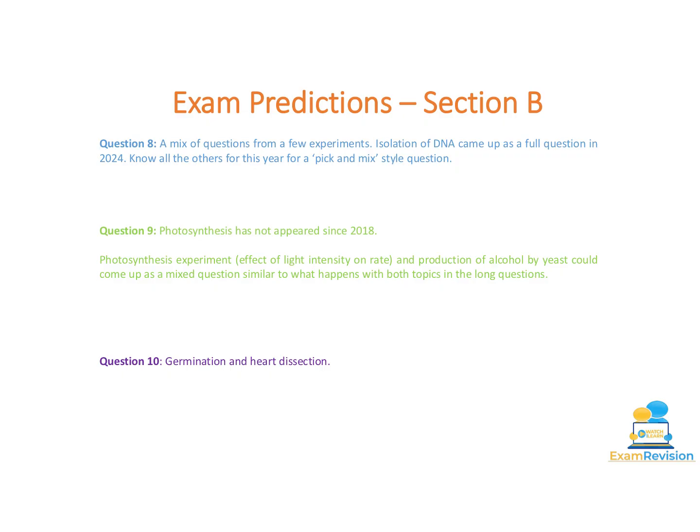For question 9, the photosynthesis experiment, so the effect of light intensity or carbon dioxide concentration on the rate of photosynthesis, it has not appeared as a full question since 2018. Okay, it's 7 years since that appeared. Now, are they going to ask the entire 30 marks based off of that? They possibly could, but I am predicting that they could throw in a little bit there about the production of alcohol by yeast as well.